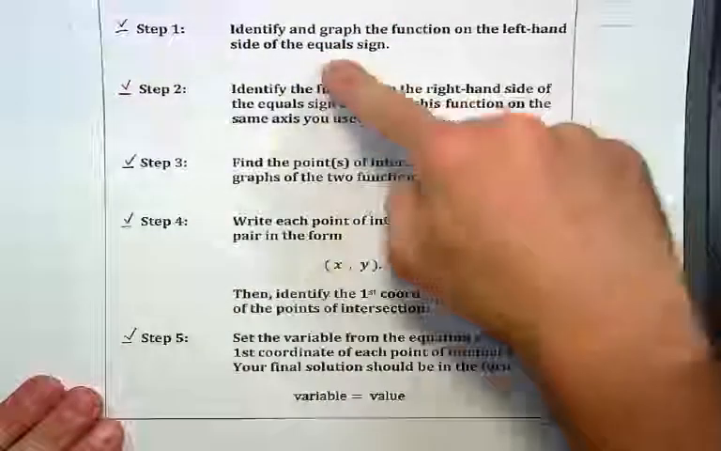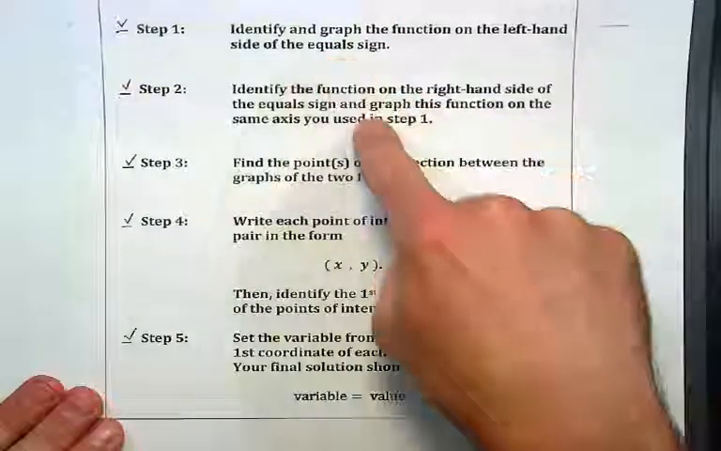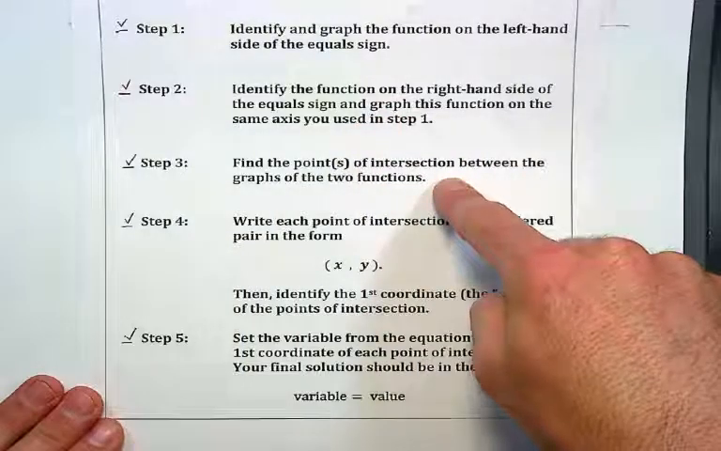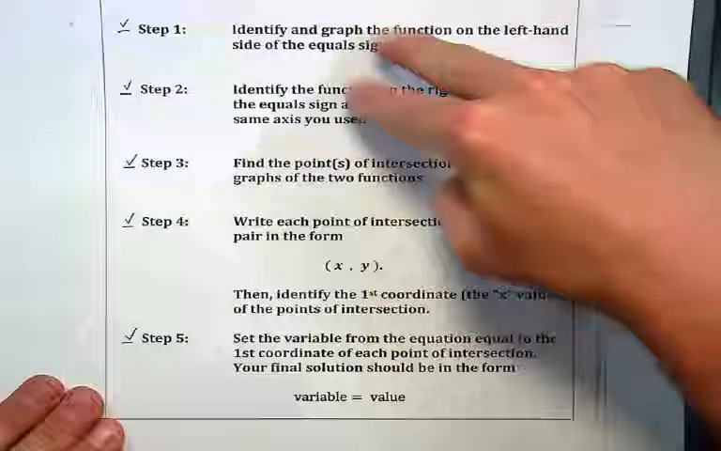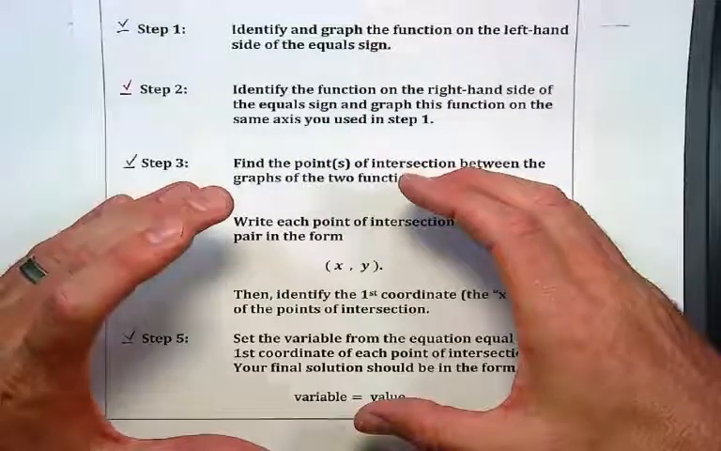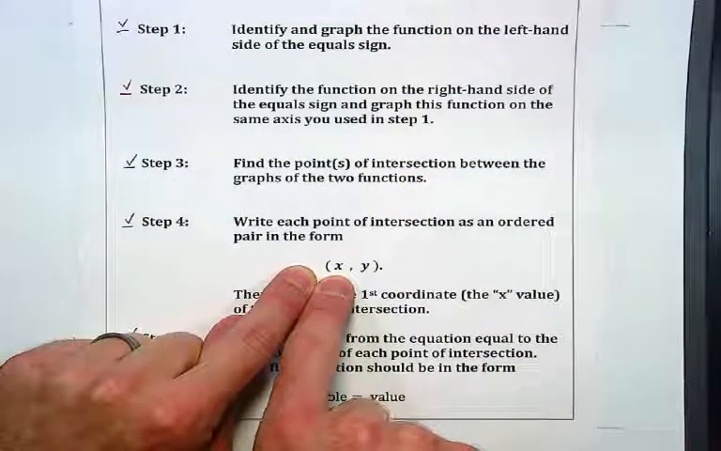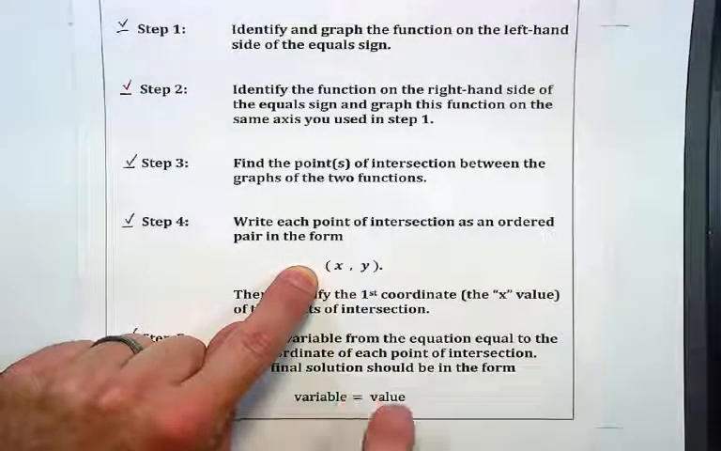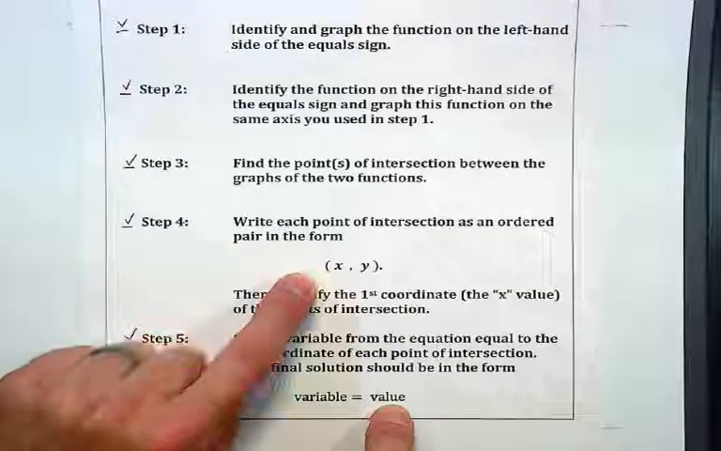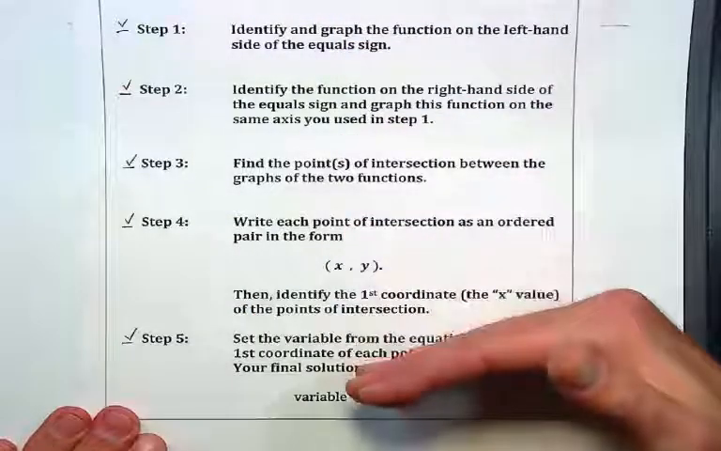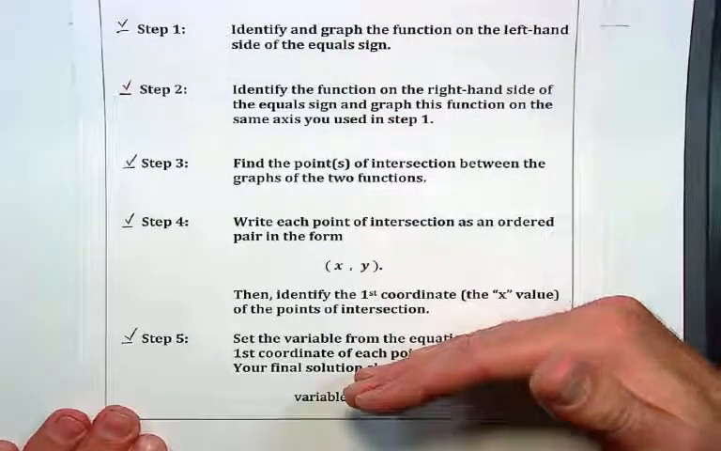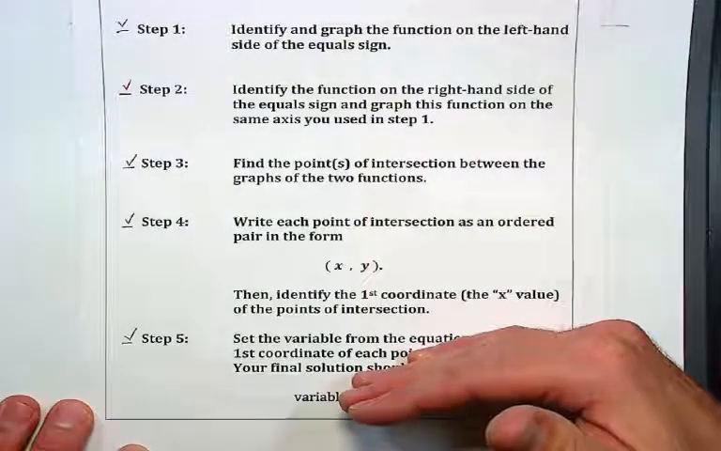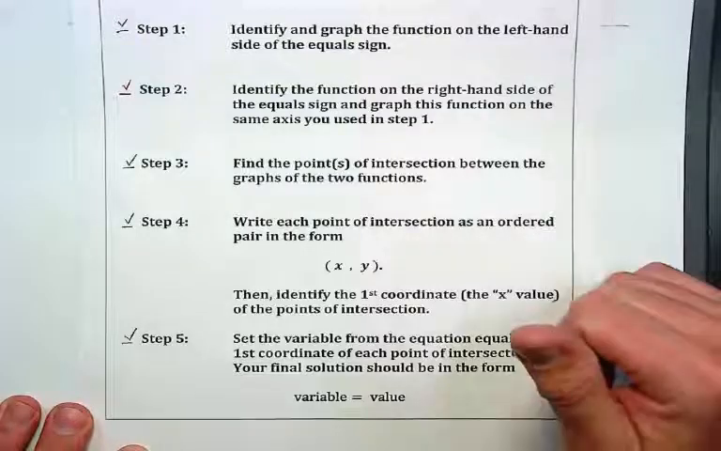5 steps. First step is to take the left-hand side, graph it. Take the right-hand side, graph it on the same axis. Find all points of intersection between the 2 graphs that we did in steps 1 and 2. Write each point of intersection as an ordered pair. The first coordinate of the ordered pair is our solution, and we write it variable equal value in that form, and then we can check. These 5 steps will be the same regardless of equation type. That's one of the really nice benefits of the graphical technique. We don't have to remember the type of equation. We can apply these every single time in the same way.